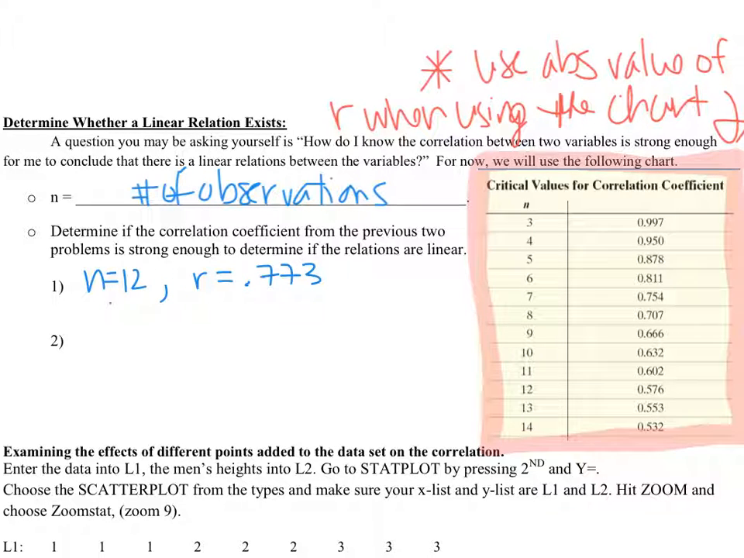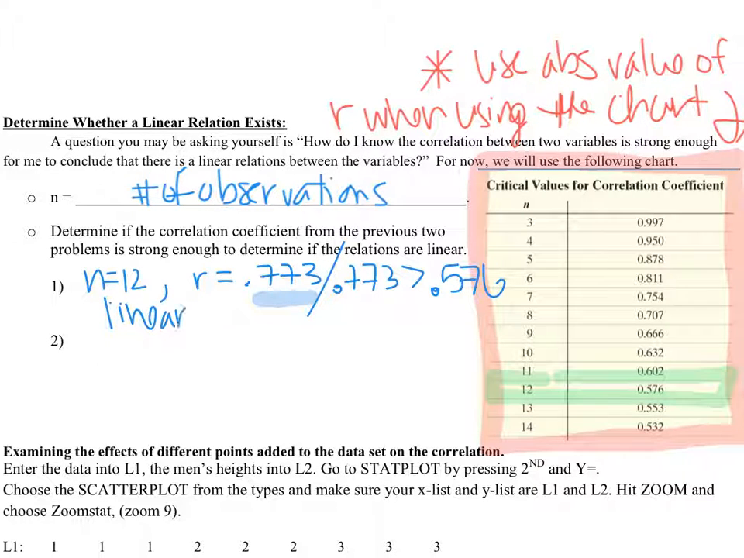Okay. So what you do is you go to where n equals 12 on the chart, which is right here, and you look at that correlation coefficient. It's 0.576. And then look at your correlation coefficient. So 0.773 is greater than 0.576. If your correlation coefficient is greater than the chart's correlation coefficient, then you have a linear relationship, or linear, I should say, correlation.